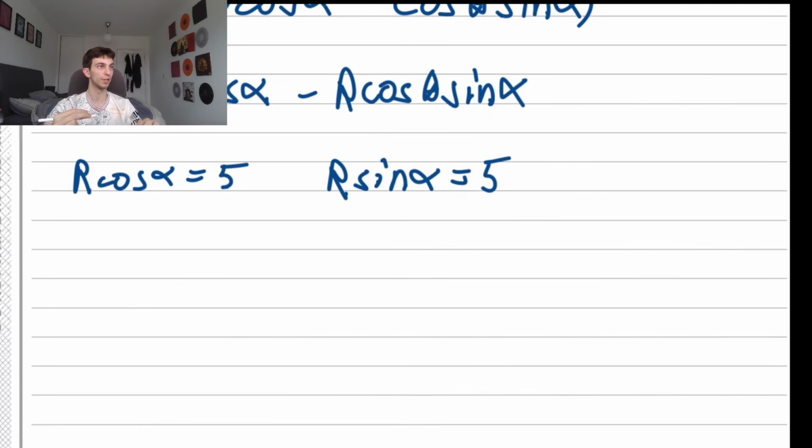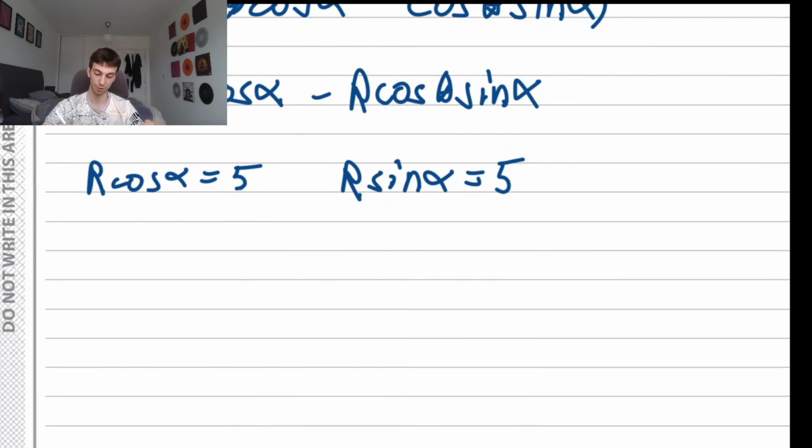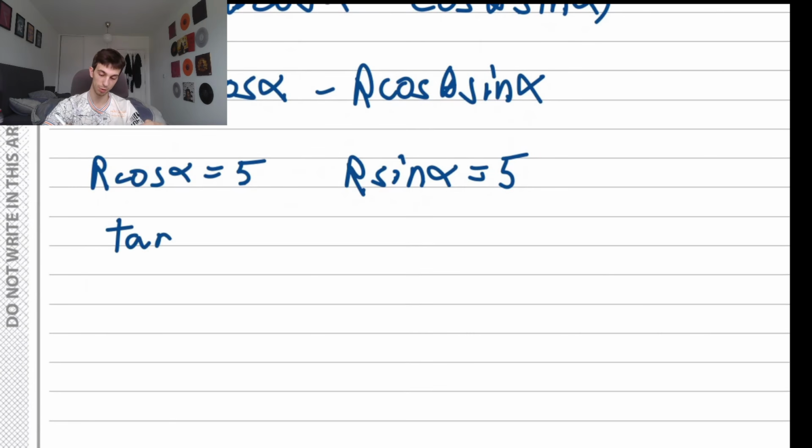Okay, so from here to find alpha, we can divide one equation by the other. Dividing r sine alpha equals 5 by r cos alpha equals 5, we're going to be left with the r's will cancel. We get sine divided by cos, which will be tan alpha. 5 divided by 5 is 1.